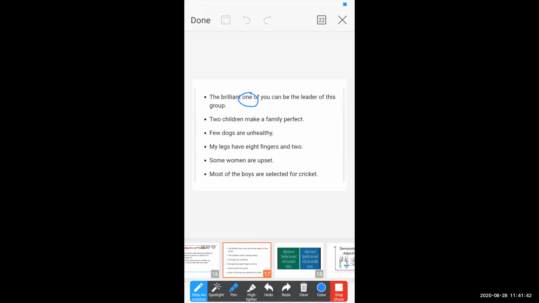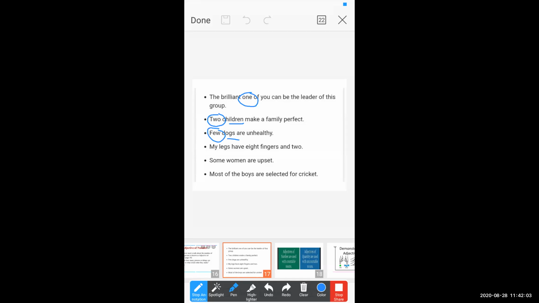Two children make a family perfect. See, two is an adjective of number. Children means a countable noun. Few dogs are unhealthy. Now, few. Here you can see the dogs, that means a countable noun. And few, so it comes under the adjective of number.